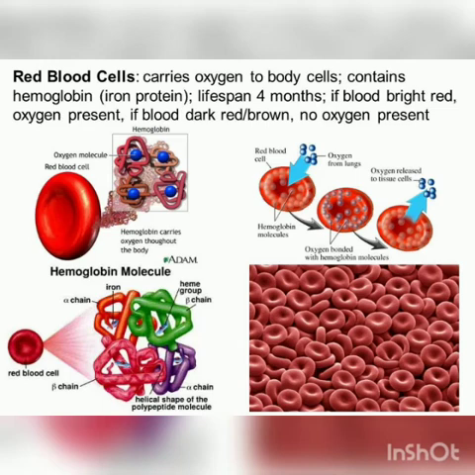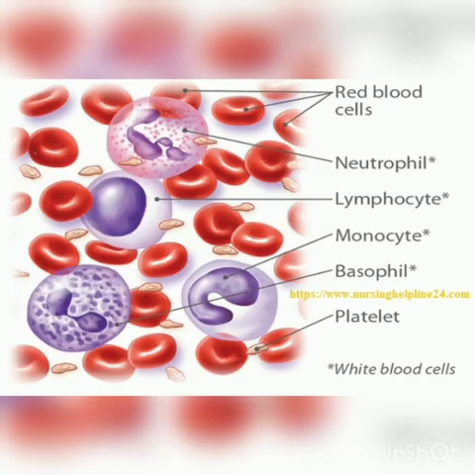The next cell is the WBC, that is white blood cells. The main function of white blood cells is to fight against foreign particles. When we play, when we sit down on the ground, what happens? Microorganisms try entering our body. Once the microorganisms enter our body, the WBC will start fighting against them. So it acts as the defense mechanism of our body. What is the work of WBC? Defense mechanism.